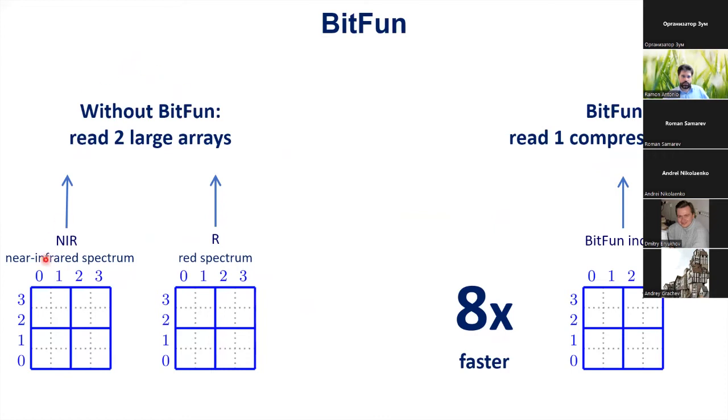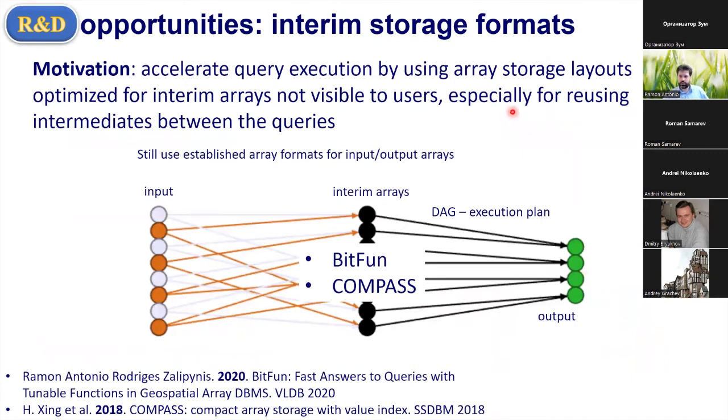Without Bitfun, you read two large arrays each time you recompute a function. With Bitfun, you read only one compressed array. So this enables Bitfun to answer queries up to 8 times faster. Until recently, the research in array storage focused on persistent arrays. Recent research reveals that specialized formats for interim arrays like Bitfun and Compass can vastly reduce I/O and save CPU time. This research direction is very young, so please have a look at the publication years of the papers. Hence, many exciting opportunities are to be explored. These both techniques, as you can see, significantly accelerate operations on dense arrays. So we have a lot to do, and a lot to improve in these types of arrays.